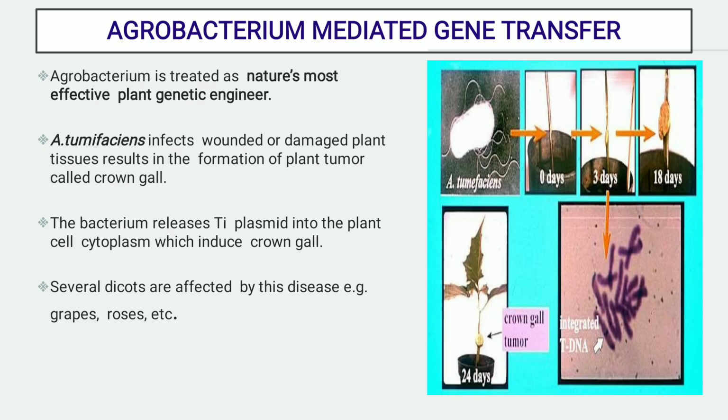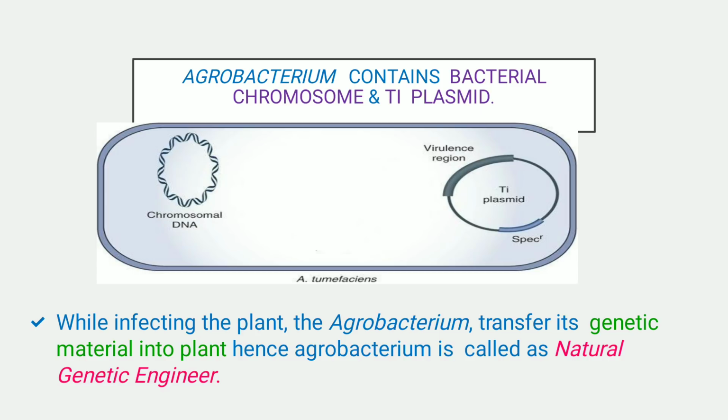So next, the Agrobacterium. It contains a bacterial chromosome and the Ti plasmid, right? So why is this called the genetic engineer? Already I told you, I'll tell you why. It transfers its genetic material into the plant, right? So it is called the natural genetic engineer.